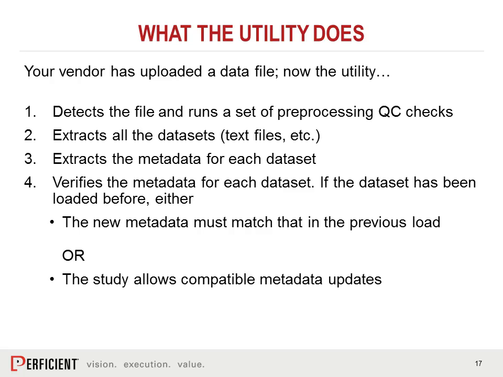So let's step through quickly, step by step, what the file load utility is actually going to do. First thing that happens is my vendor downloads a file to that secure staged area on the server. The back-end processing that is running on a regularly scheduled basis detects that that file has been loaded into that staging directory. It runs a set of pre-processing quality control checks.